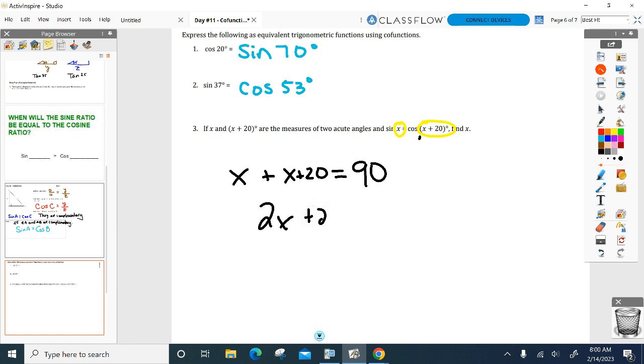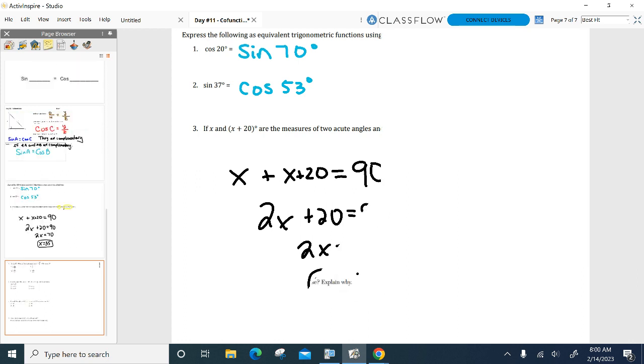So find x. x equals 35. Are we okay here, before I get into some different type problems? Sine and cosine are equal when the angles add to 90. All right, what else we got here?